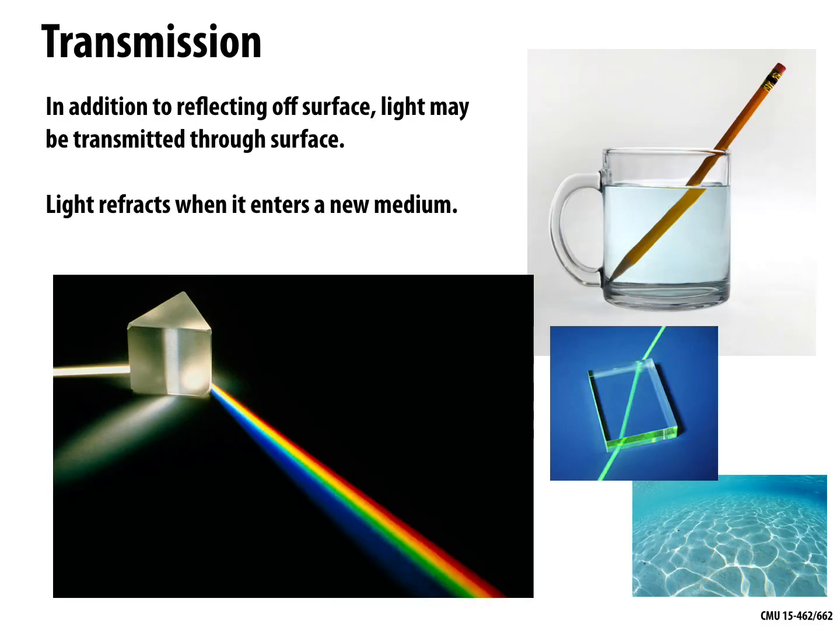As we discussed before, in addition to reflecting off a surface, light might also be transmitted through a surface, which is what happens with glass and water and so forth. And one important thing that happens is that it doesn't go straight through, but it generally refracts when it enters the new medium. So if I'm going from air into water, I'm going to deviate in direction a little bit.